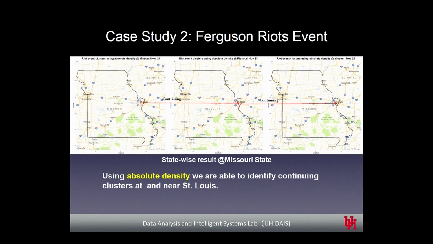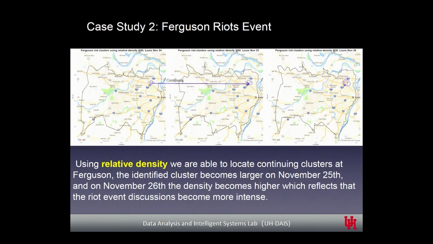This is for the absolute density. For the whole Missouri state, we can identify a continuing cluster at St. Louis. For the relative density, we get almost the same result. Then we focus on St. Louis only. As you see, there's a continuing cluster between November 24th and 25th, and the cluster grows larger. Also, the density goes higher. On November 26th, there's a red polygon. The red polygon means the density is higher. But on the other 2 days, there are no red polygons.